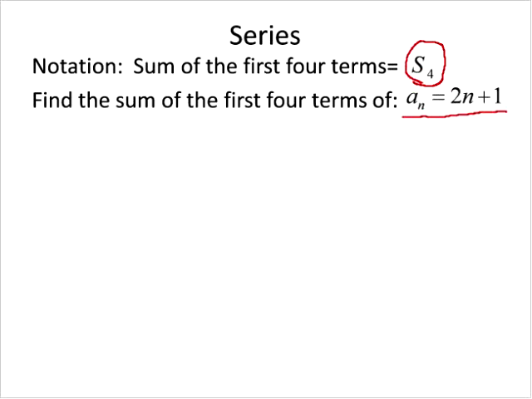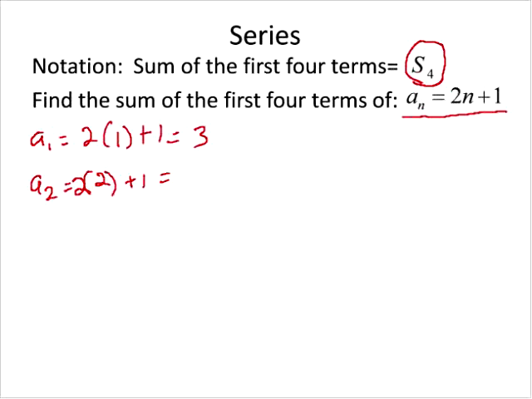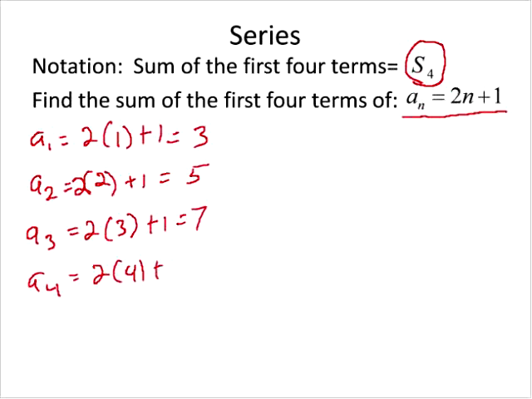So in order to find S sub 4, the first thing I have to do is find each of the first 4 terms. So A sub 1 is 2 times 1 plus 1. 2 times 1 is 2 plus 1 is 3. So A sub 1 is a 3. A sub 2 would be 2 times 2 plus 1. 2 times 2 is 4 plus 1 is 5. A sub 3 should be 2 times 3 plus 1. That's 7. And A sub 4 in this case would be 2 times 4 plus 1. So that would be a 9.